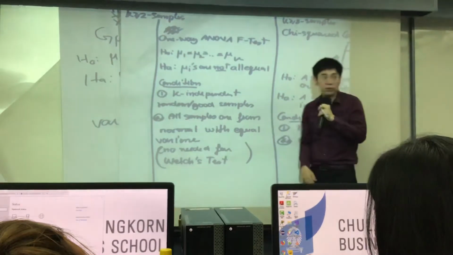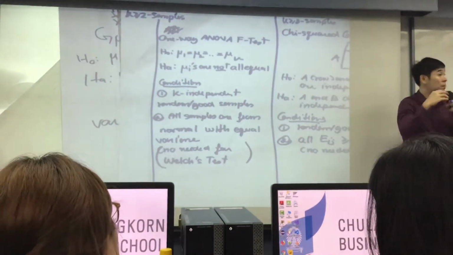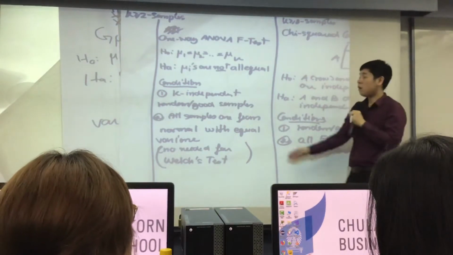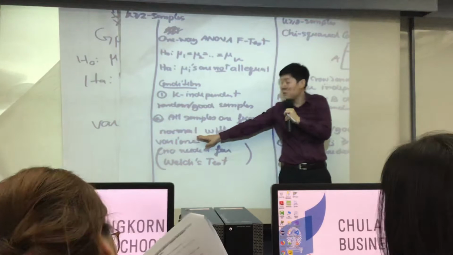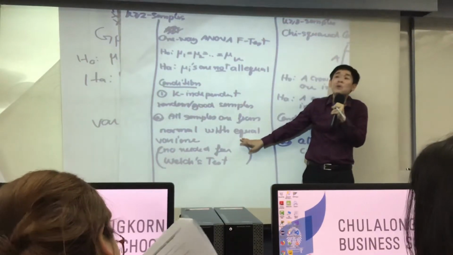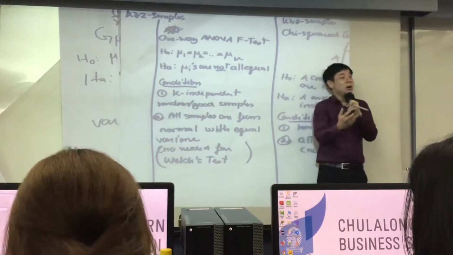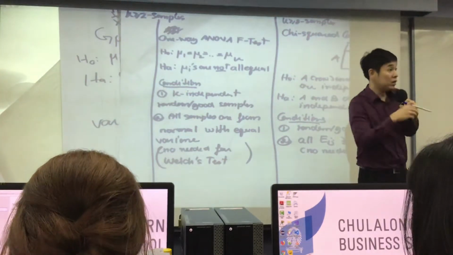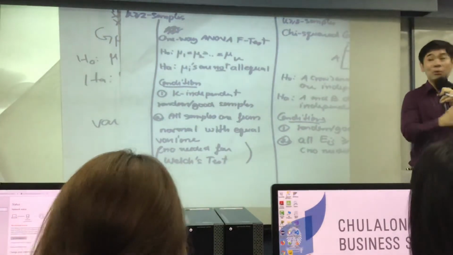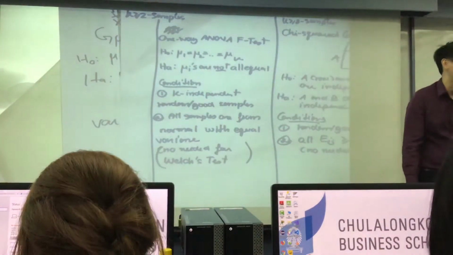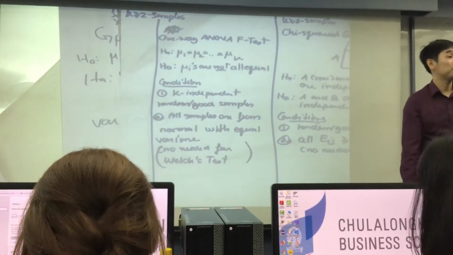And the second one, just like the t-test, the condition is going to be similar to the t-test, but more strict. All samples have to be from normal populations with equal variance. Right now, for ANOVA, they have to all be normal. The histogram has to look bell-shaped, the QQ plot has to look approximately like a straight line, and the variances have to be all the same.